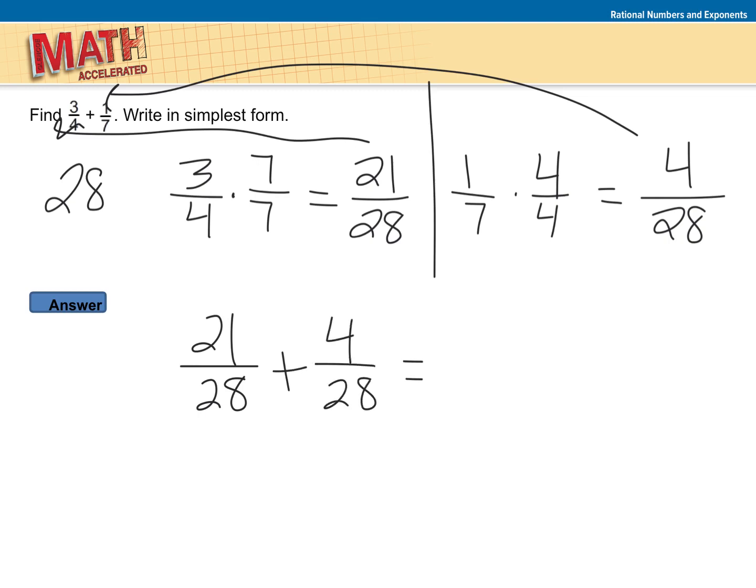What do you notice about these two fractions? The denominators are the same, so we can add the numerators straight across. So our denominator stays the same. What's 21 plus 4? 25. Can I reduce this at all? No. Nope. Good job.